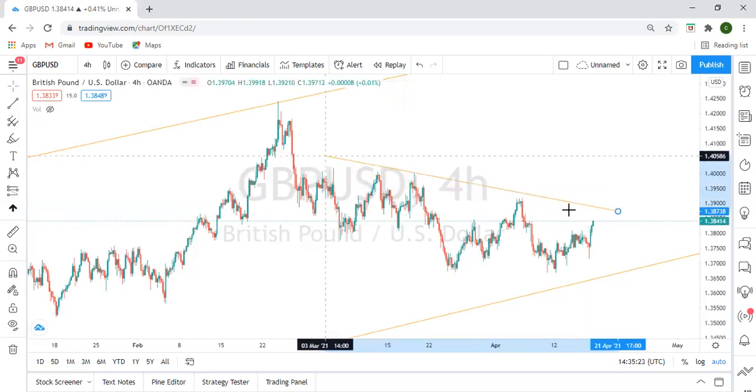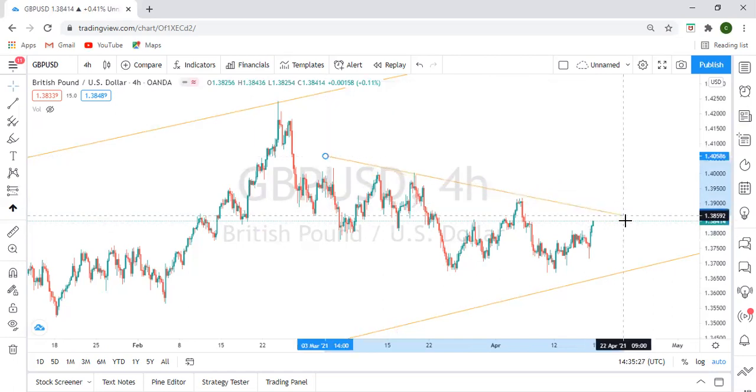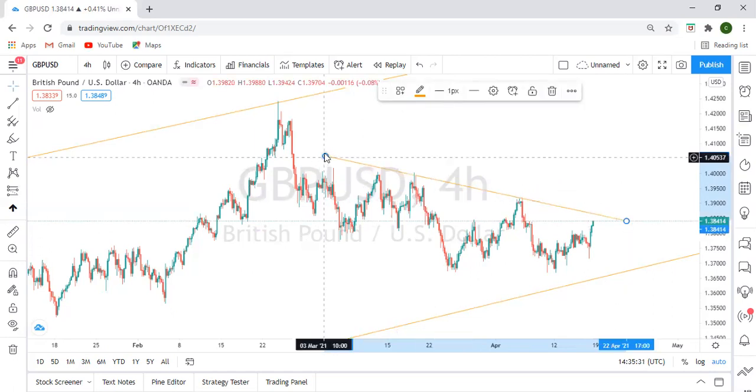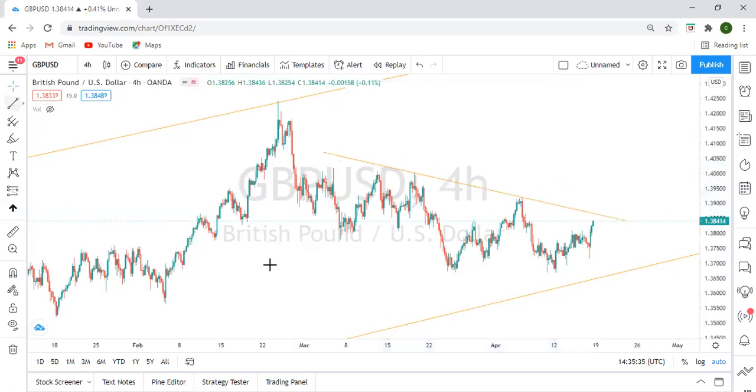Let's adjust it so that we can have several touches on the trend line to make our trend line very valid. So we are having some kind of a correction like this. So let's just take another trend line so that we can make it a channel.